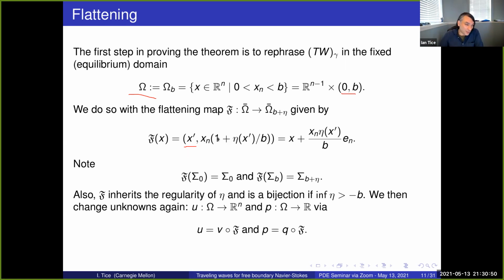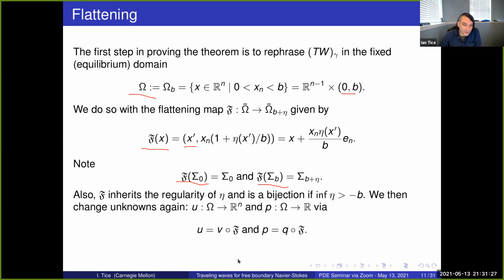And you see that one of the things that this does by construction is it does absolutely nothing on the bottom. It stays the identity there, and it maps the top of omega to the moving surface, or rather to the unknown free boundary sigma b plus eta. The other crucial point is that this set F is going to inherit the regularity of eta in an obvious way, because you can just look at this and see that the regularity of eta is going to dictate the regularity of F, because everything else appearing in this thing is going to be nice and smooth.